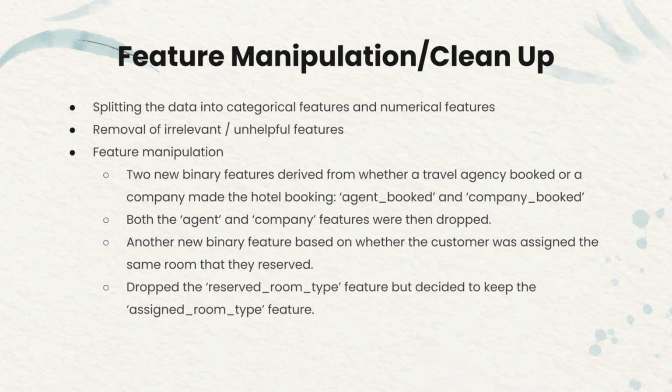Additionally, I created another feature which tracked whether the assigned room was the same as the room that the customer originally reserved, as I believed that this could also prove beneficial for the prediction phase. I then dropped the reserved room type feature, but decided to keep the assigned room type feature because the type of room itself can also play a part in why the customer decided to cancel their booking.